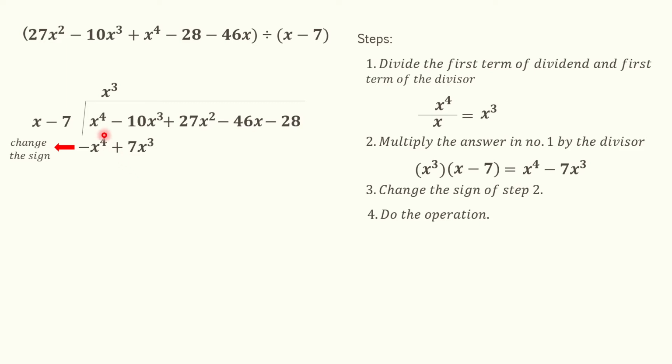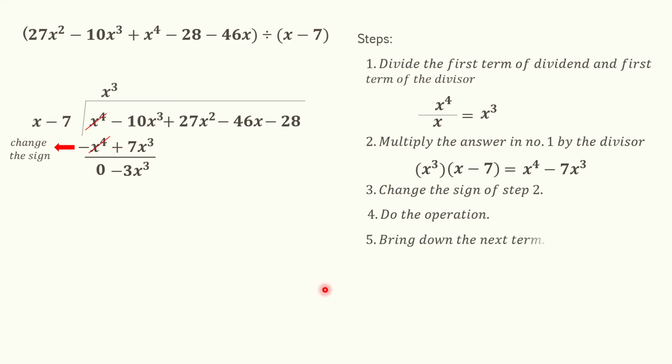Let's add. x to the fourth and negative x to the fourth have different signs. When the signs are not the same, we subtract. So 1 and 1, we have 0. Then this, unlike signs, so we subtract, 10 minus 7, and copy the sign of the larger, so that is negative 3x cubed. So this is our result.